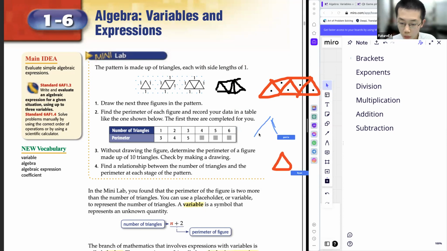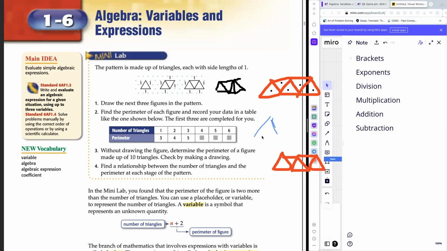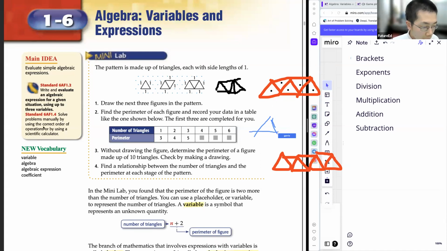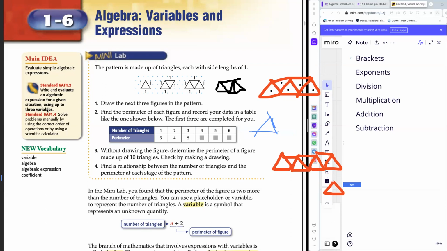While Ryan and Garrus are drawing, may I have Ray read question 2, please? Find the perimeter of each figure and record your data in a table like the one shown below. The first 3 are completed for you.